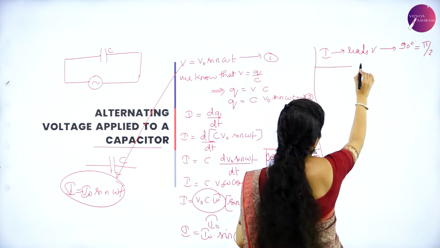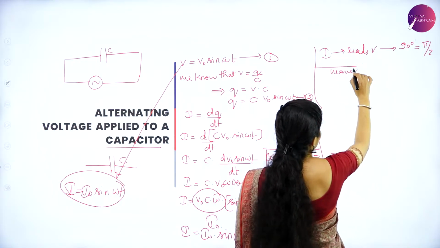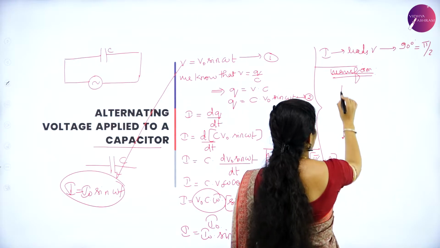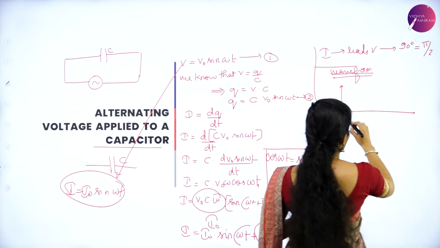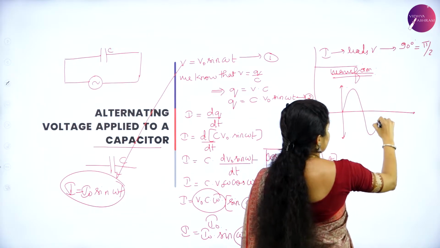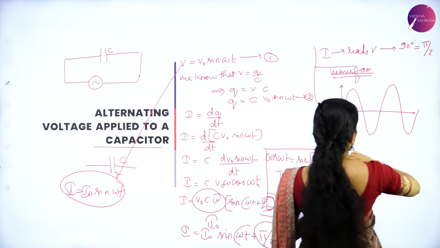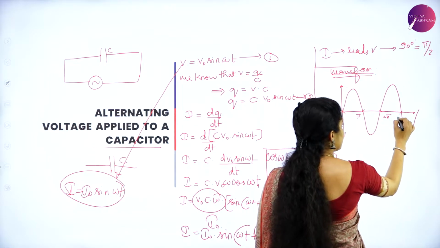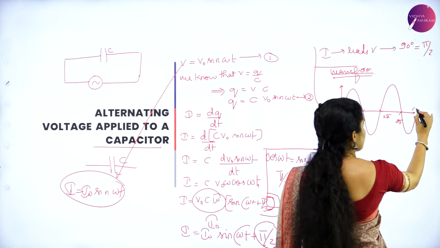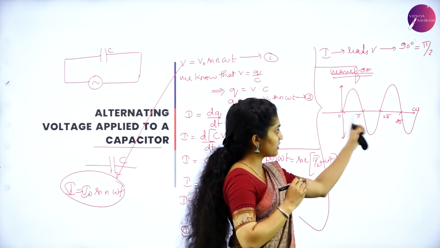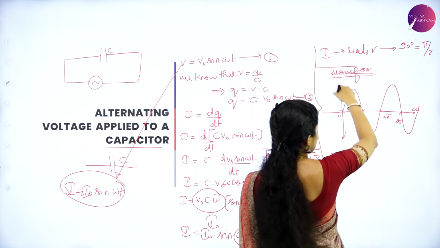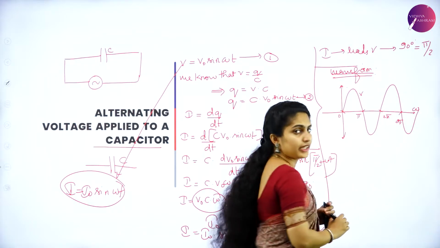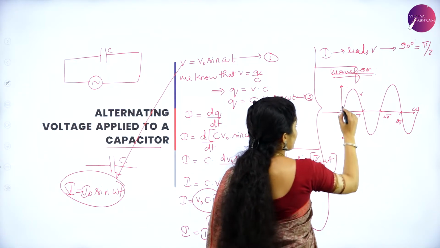For that you have a waveform diagram, which is given by: this is 0, this is pi, this is 2 pi, this is 3 pi. So this is a waveform diagram which represents the phase, that is omega t, and this is the representation of amplitude. So this is the voltage curve, and now we draw the current curve.